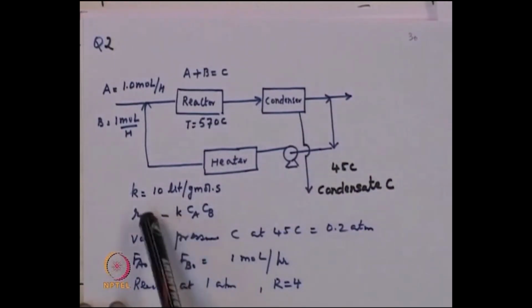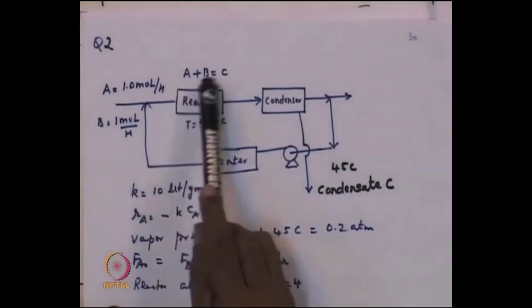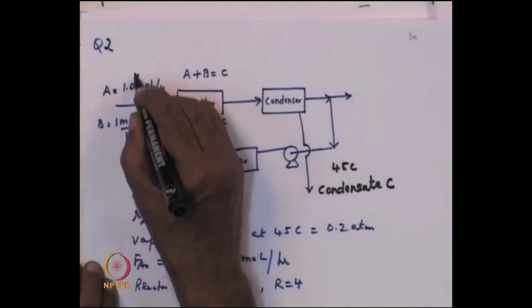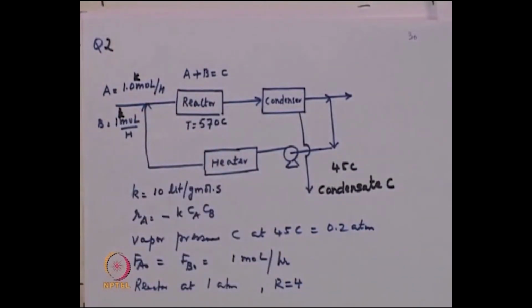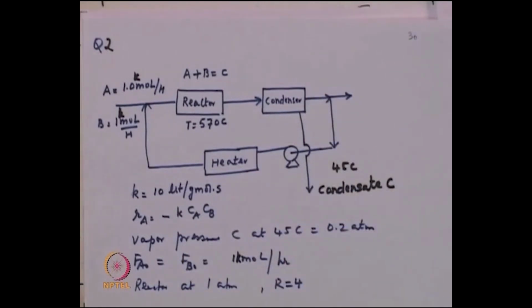So, the data given is that the rate constant is given. By looking at the form of the rate function, it is a second order reaction. So, k times C A C B is the rate function, and k is 1 kilomole per hour. I made a mistake earlier, please make that correction. The vapor pressure of C is given as 0.2 atmospheres, and moles of A and B are equal. The reactor is at 1 atmosphere, recycle ratio is 4. This all is given.